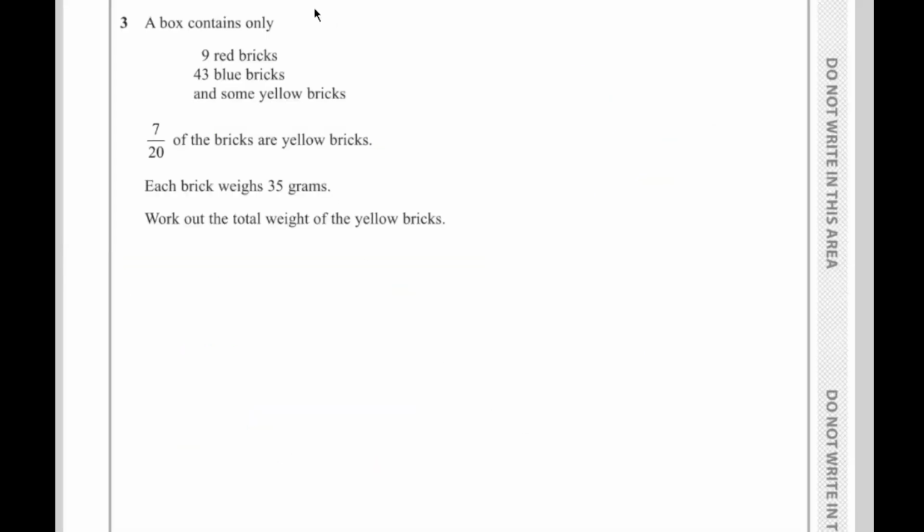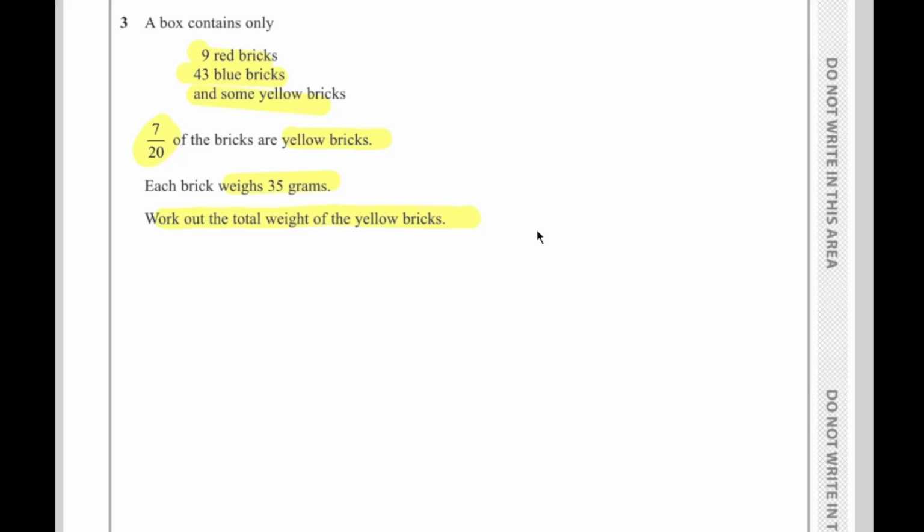Question 3. Question 3 says a box contains only 9 red bricks, 43 blue bricks, and some yellow bricks. 7 over 20 of the bricks are yellow bricks. Each brick weighs 35 grams. Work out the total weight of the yellow bricks. So we need to get the total weight of the yellow bricks. How do you get that? I know that each brick weighs 35 grams. Here it's given. So if I know the number of yellow bricks, we are done. We can get the total weight of the yellow bricks.